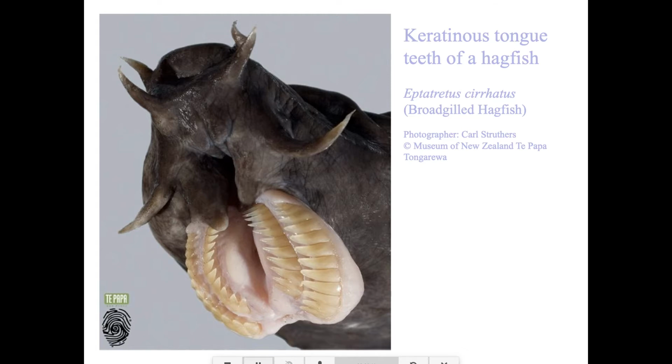Here we have a hagfish, the broad-gilled hagfish to be specific. And one of the defining characteristics of hagfish is this keratinous tongue. So these teeth on their tongue are made of the same materials as our hair and nails. And focus on this up-close picture because this will be important when you're comparing this to the lamprey.